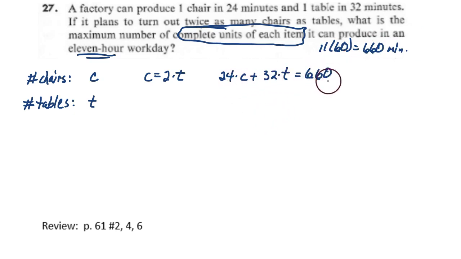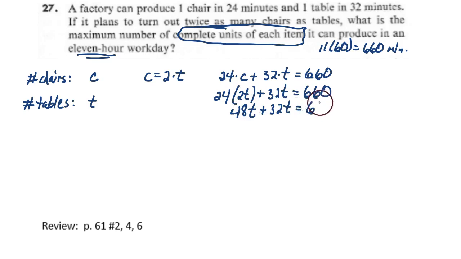Let's solve this equation, but because it has 2 letters in it, let's substitute for the letter C. The letter C can be replaced with 2t. 24 times 2t is 48t. 48t plus 32t makes 80t. And then divide by 80 to get t alone. T equals 8.25.